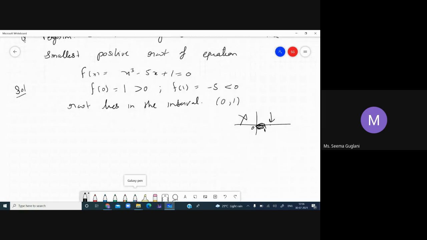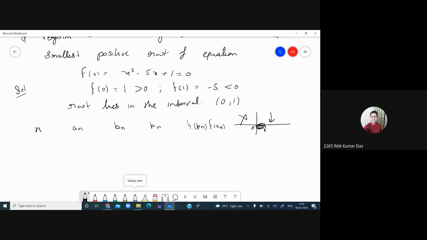Now I can form the table of the bisection method. n stands for the number of iterations, a is the first point, b is the second point, and p is the approximation. I will check the sign of f(pn) and f(a). Fine till now?